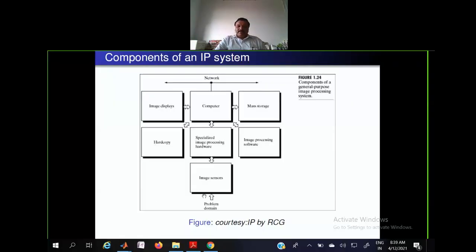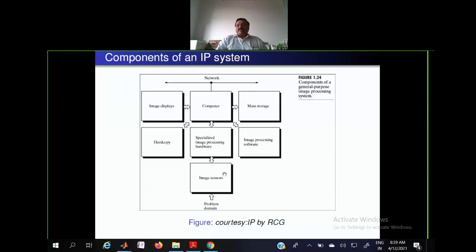So the sensor is different there. If it is X-ray, the sensor is different. If it is ultraviolet, it is different. So depending on the requirement, you need to choose accordingly. If it is MRI, you have a different sensor. So sensors are decided by the problem domain.